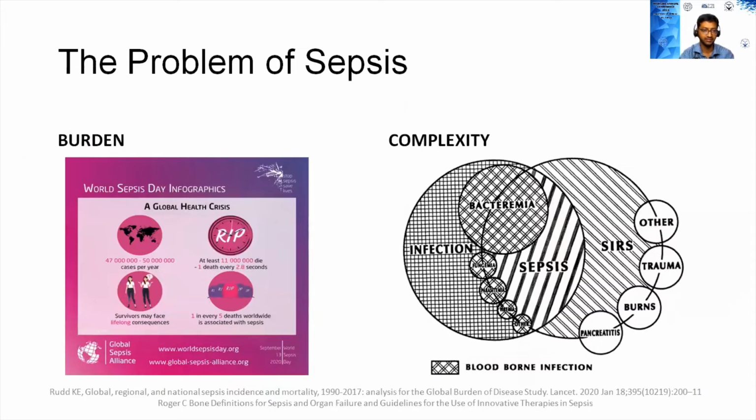The problem of sepsis. Sepsis still remains one of the biggest challenges in the healthcare industry because of its burden and complexity. A study in 2017 published in Lancet has revealed that the incidence of sepsis is around 48 million per year worldwide, out of which 11 million die, and even in the survivors, there may be lifelong consequences.